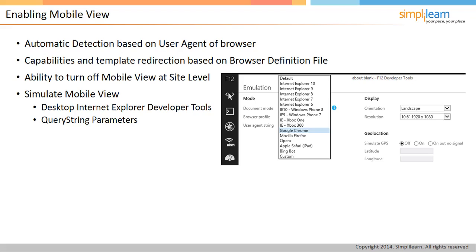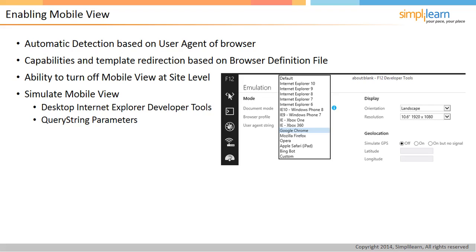The first is to use the built-in developer tools of Internet Explorer 10 or 11 on your PC. Browse to the SharePoint site using the browser and then press F12. This loads the developer tools. Browse over to the Emulation tab and in the User Agent string drop-down, select the browser from among the many different ones available.